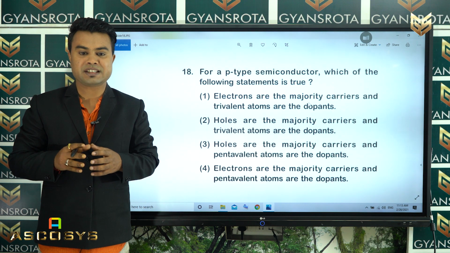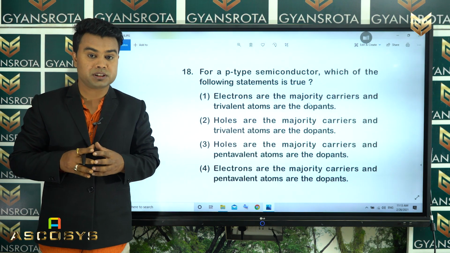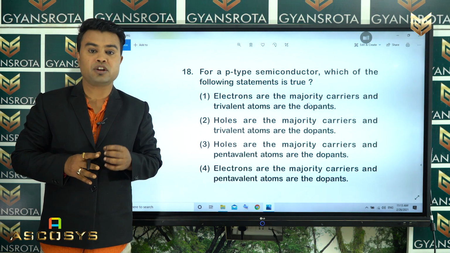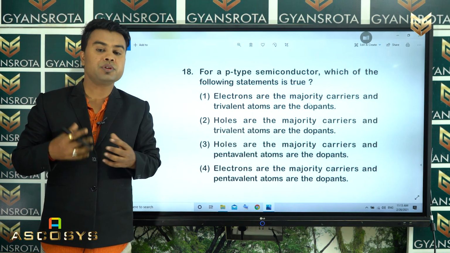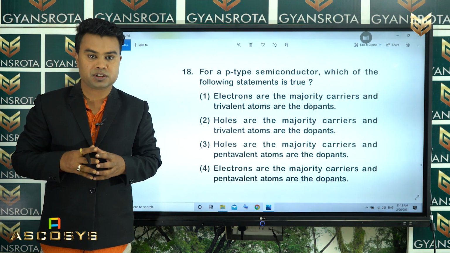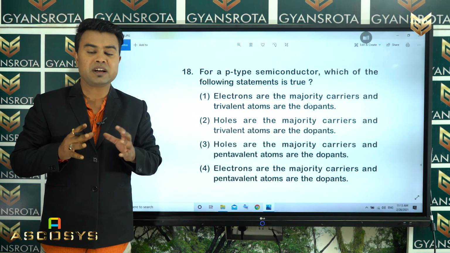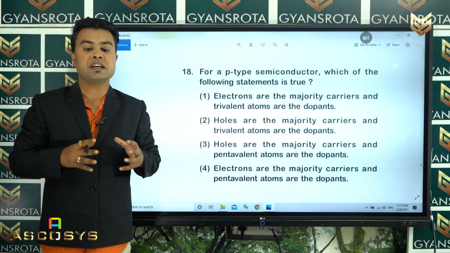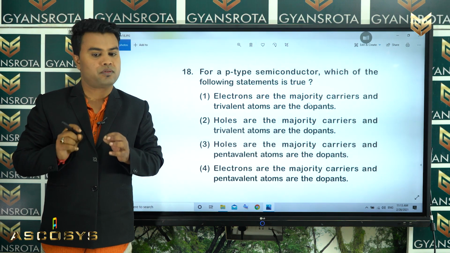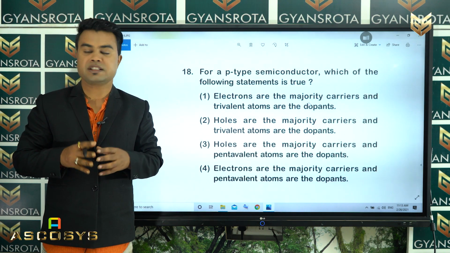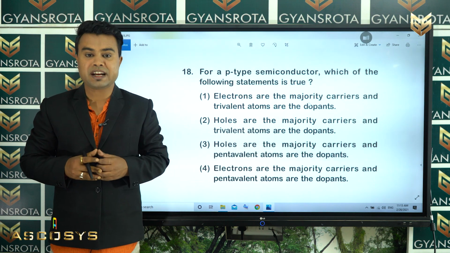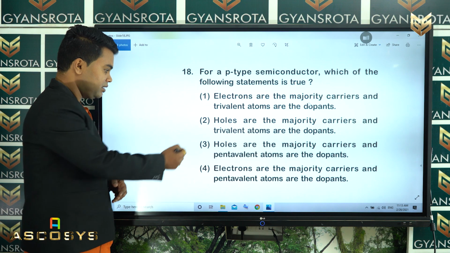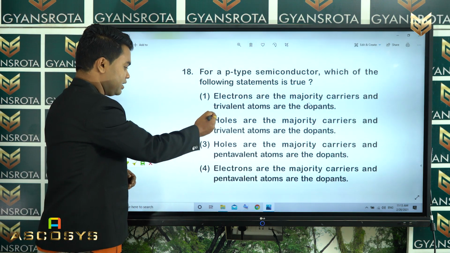Holes are the majority carriers and trivalent atom are the dopants. Yes, it is, because if you dope with pentavalent, there will be extra electrons, but if we dope with trivalent, there will be extra holes. So number 2 is correct. Now let us see if other options can also be correct. Number 3, holes are the majority carriers, but pentavalent atoms are the dopants. False. Electrons are the majority carriers, again false. So number 2 is the correct answer. Now let us tick the correct answer. Number 2 is the correct answer.